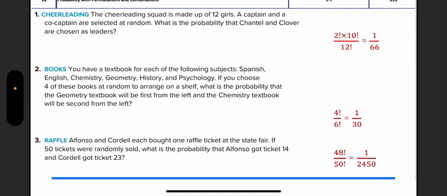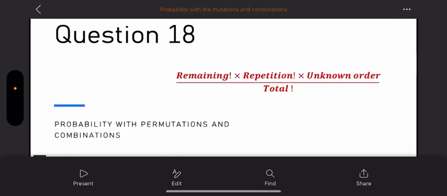He said, what is the probability that Chantal and Clover are chosen as leaders? Do I know the order of Chantal and Clover? For example, Chantal will be chosen first and Clover second, or Clover first and Chantal second. We don't know. If I don't know, these are 2 of the choices, Chantal and Clover. So what I will do is 2 factorial, because this is, as you can see, the unknown order.